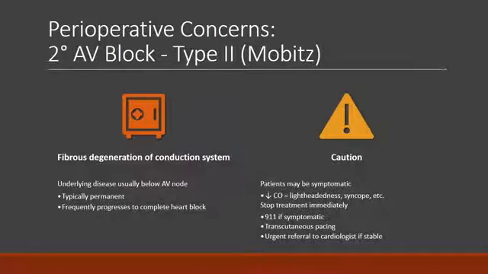Oftentimes with Mobitz type 2, patients are symptomatic because they have a decrease in cardiac output, so they complain of lightheadedness. You can see syncope, etc. Those are all especially problematic. Once again, we're going to stop treatment immediately. We're going to consider transcutaneous pacing. That's the way this is managed. And then referral to a cardiologist if they're stable.